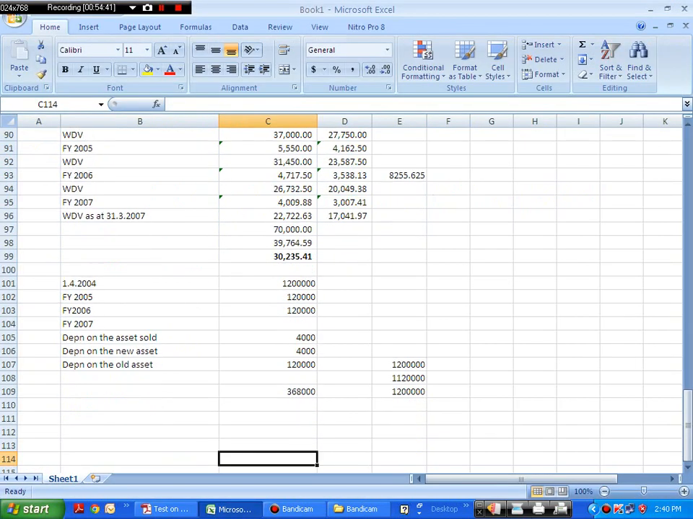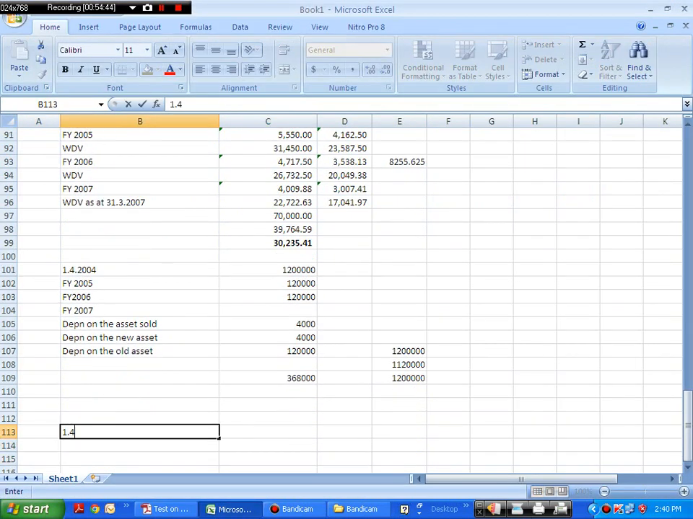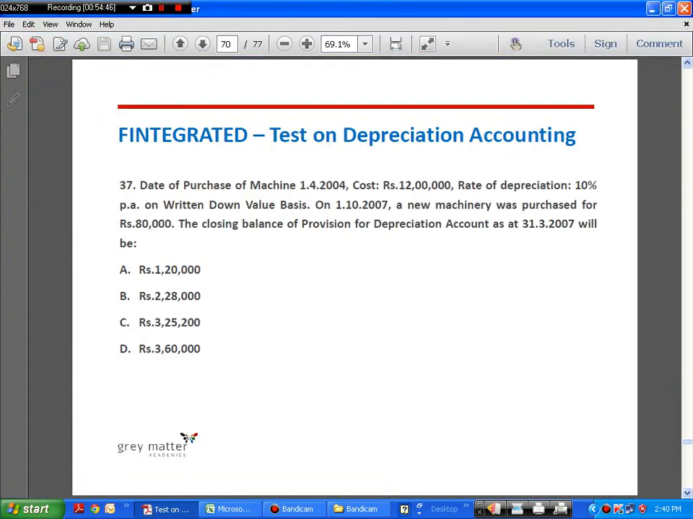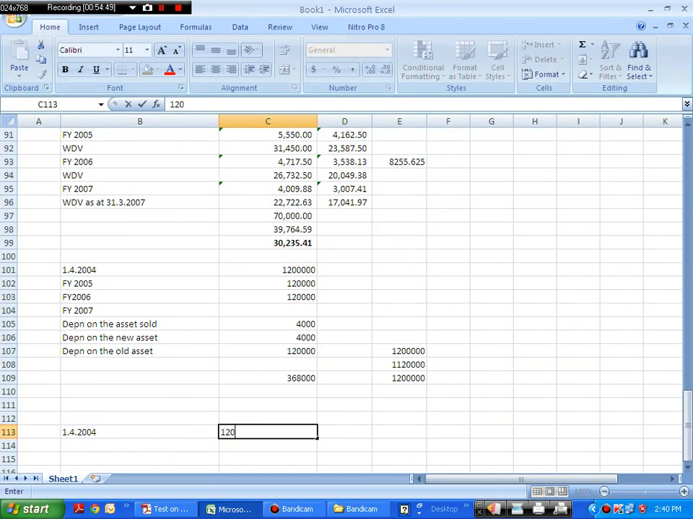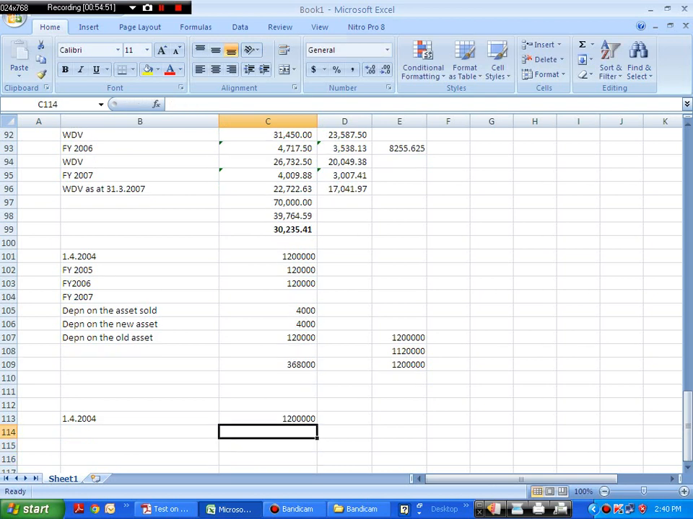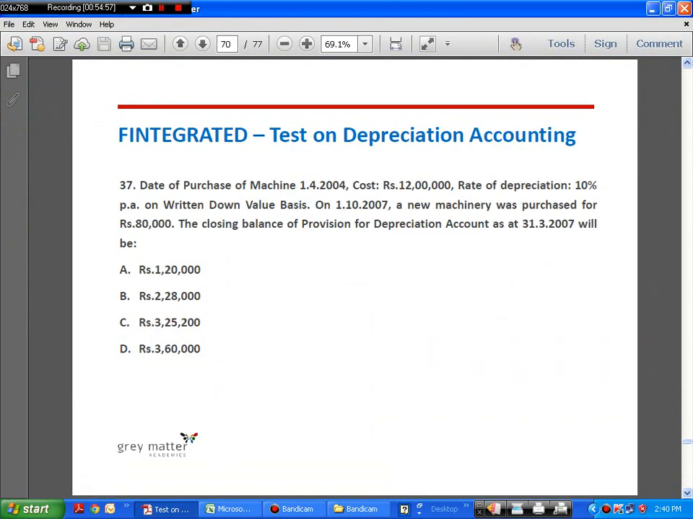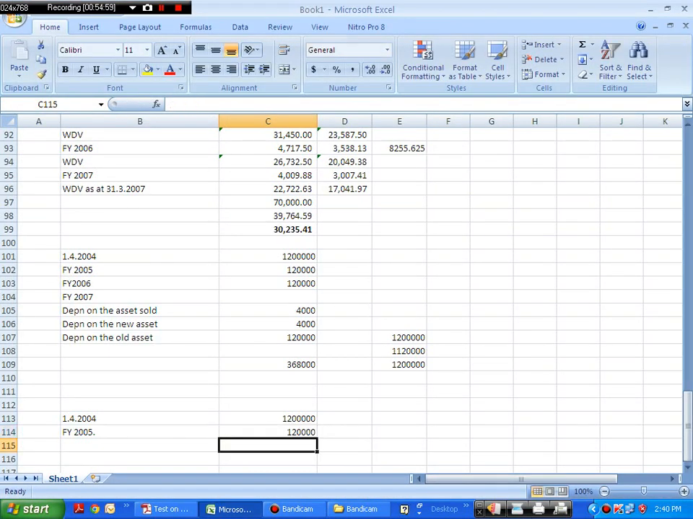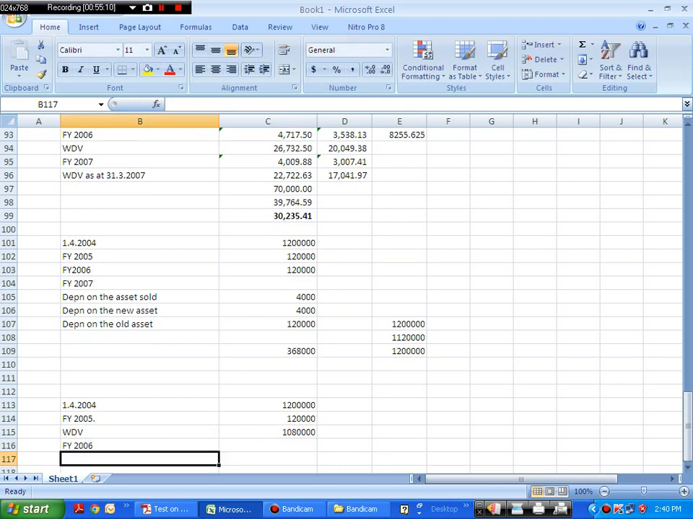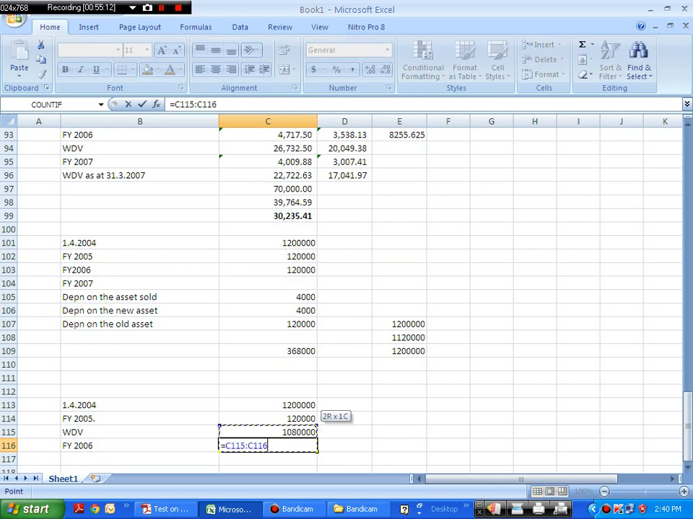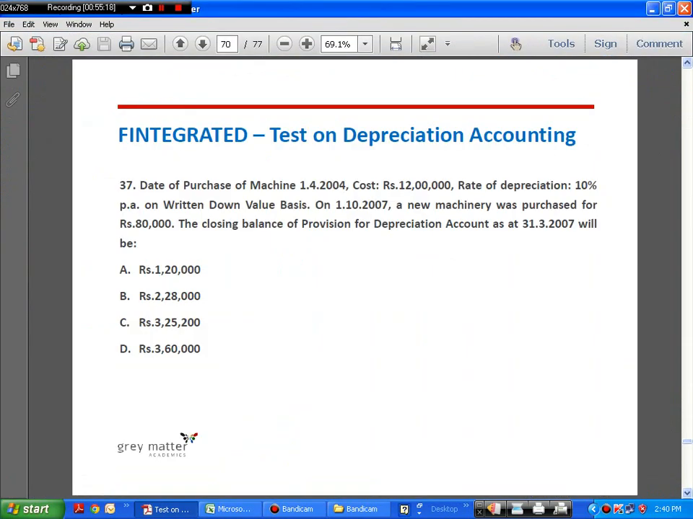So on 1/4/2004 an asset is purchased. The cost of this asset is 12 lakhs. So depreciation for FY 2005 will be 1 lakh 20,000. So the written down value becomes 10,80,000 rupees. Now depreciation for FY 2006 will be this into 10%, which is 1 lakh 8,000 rupees.